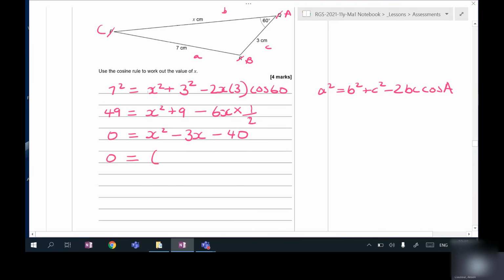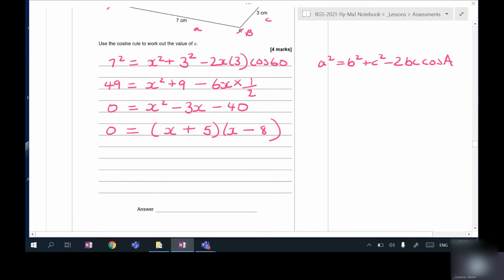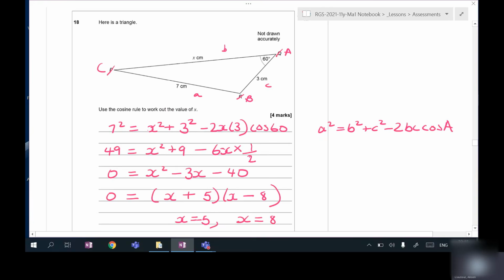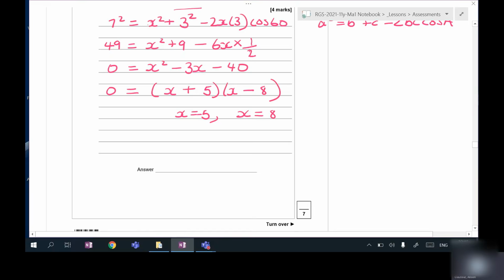So we want to factorise that. Remember, you want two numbers that multiply to get negative 40 and add to get negative 3. So I want plus 5 and negative 8. So x equals negative 5, or x equals 8. Because we're talking about lengths here, and it does say work out the value of x, it doesn't want both values, it just wants 8, because obviously you cannot have a negative length.